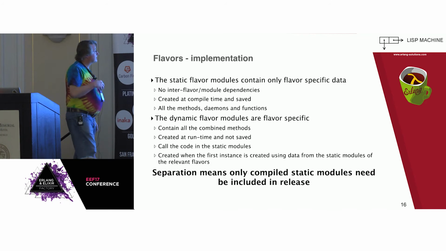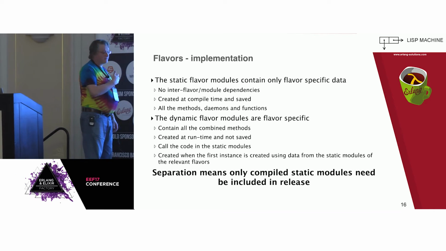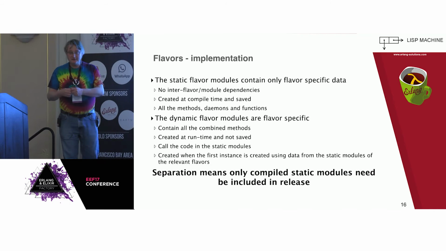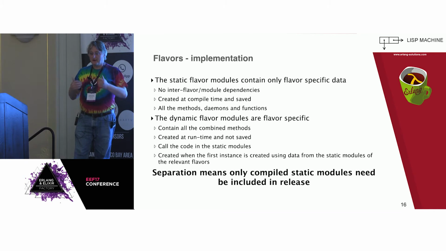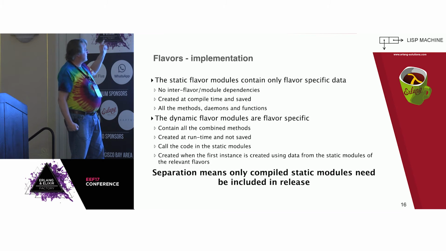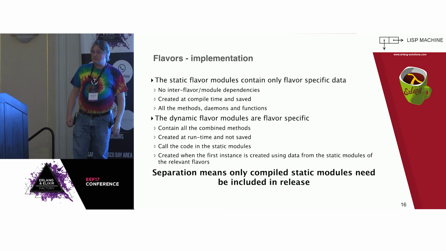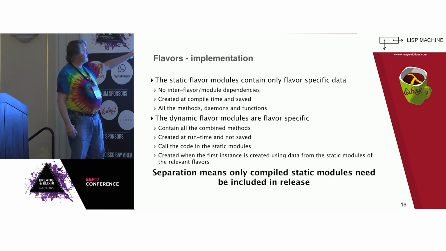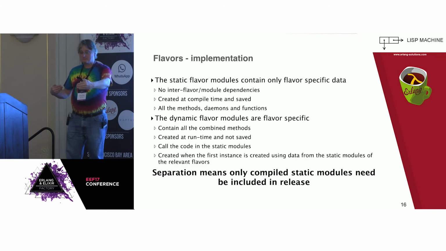So the static flavor is only flavor-specific data. It has no interdependence at all between anyone else. I can make that split to make sure that it's just purely local stuff. Like an Erlang module, it's just purely local. So there are no interflavor module dependencies. I can create that and save that at compile time. I can compile up this module, make a beam file of it, and just leave it there. And all the methods, daemons, and all local functions are in this module.